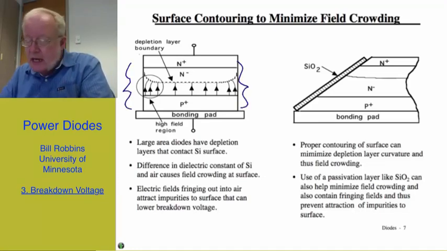Because, as I'm indicating in this drawing, field crowding may occur at the edges of the wafer, and so that may require special contouring of the wafer and even surface passivation, which means on the surface of that contour that we've put in, we also put a dielectric like SiO2 to further passivate the layer and prevent the fringing fields from reaching out into free space.